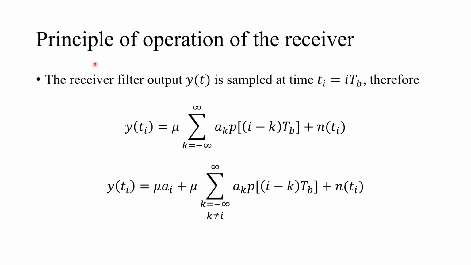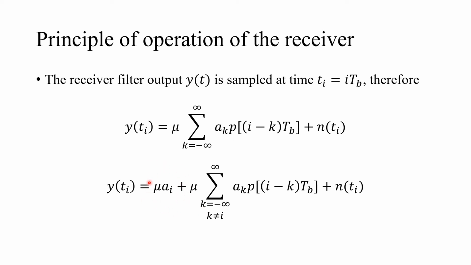Now coming to the principle of operation of the receiver. The receiver filter output y, the signal we previously considered, is sampled at a time t_i equal to i T_b. So the y(t) signal is sampled at time intervals i T_b, and the output signal after sampling will be like this.